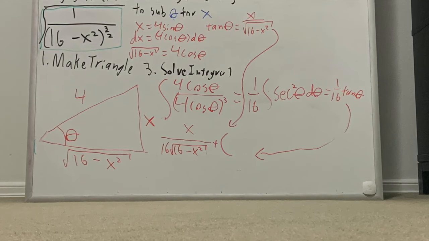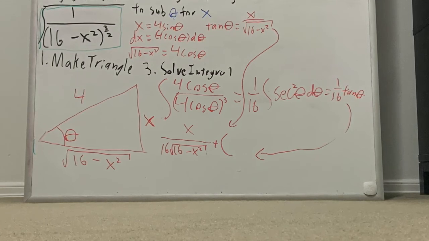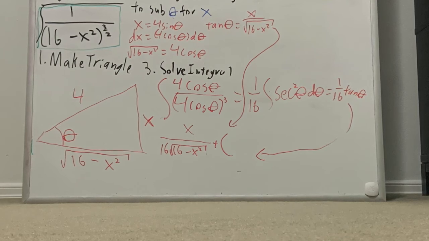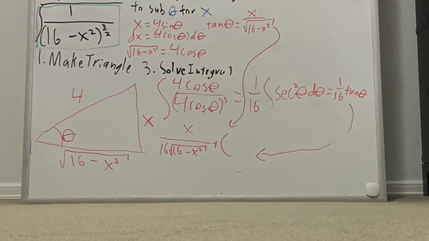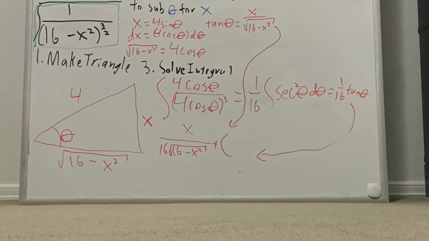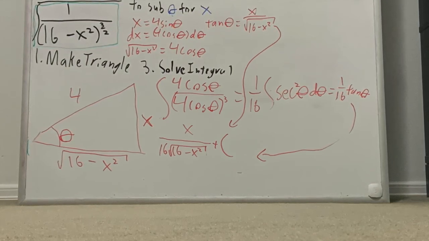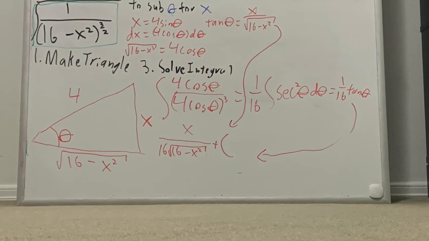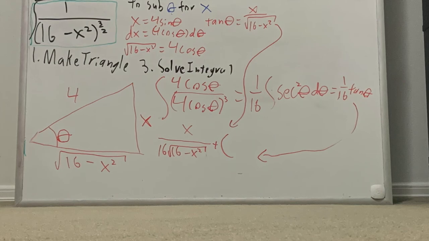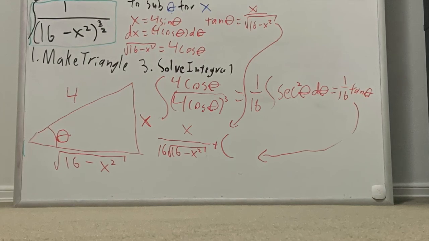Okay, the second step is you want to start making your substitutions, so sub theta for x using trig functions. Some important substitutions will be x equals 4 sine theta, dx equals 4 cosine theta d theta, and the square root of 16 minus x squared equals 4 cosine theta. And most importantly, you'll see why it's important, tan theta equals x over square root of 16 minus x squared.